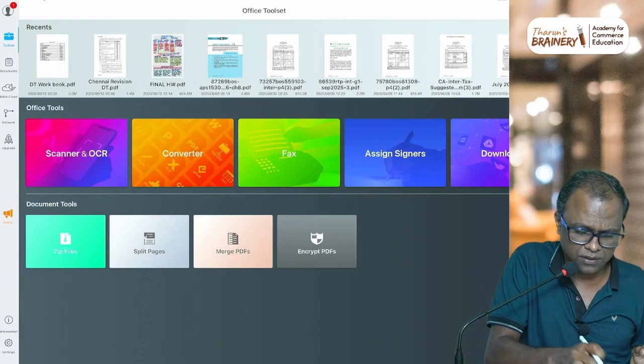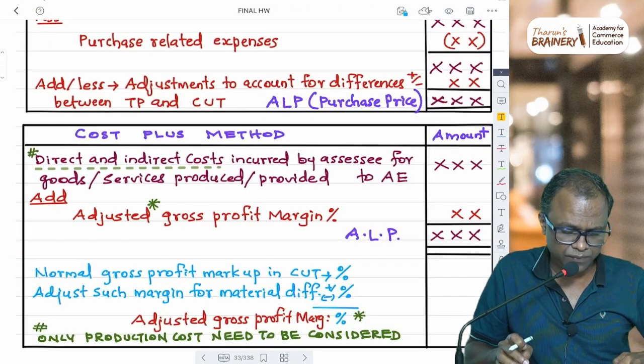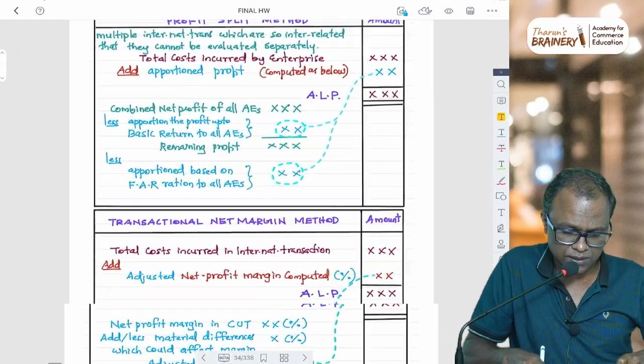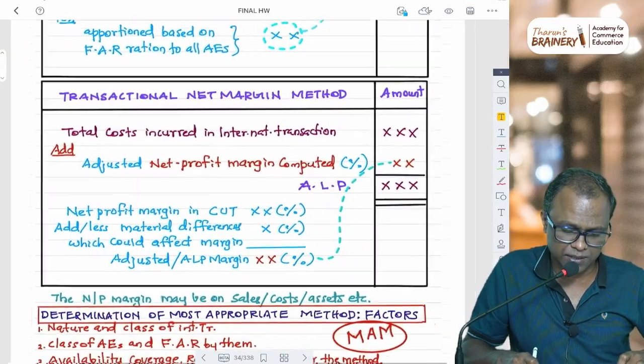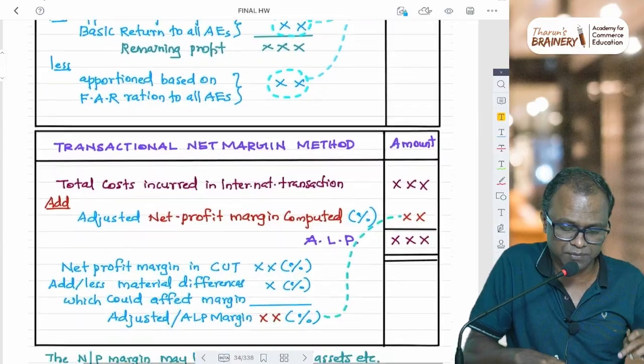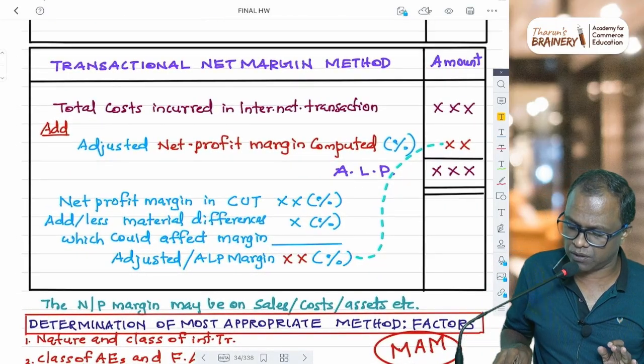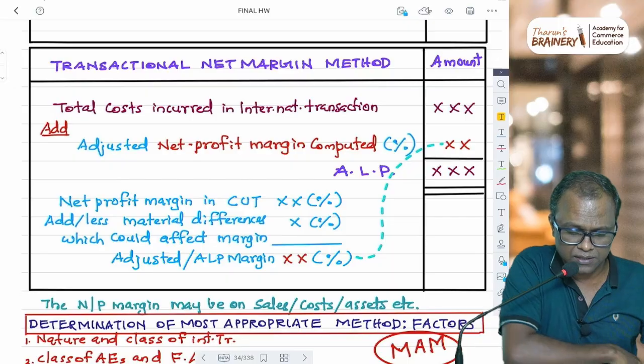Next method. We will discuss the theory first. This was the cost plus profit method, the third method. Next is the transactional net margin method. After that we will discuss the profit split method. Simple. The only difference is that instead of GP, you have to take NP, the net profit margin.